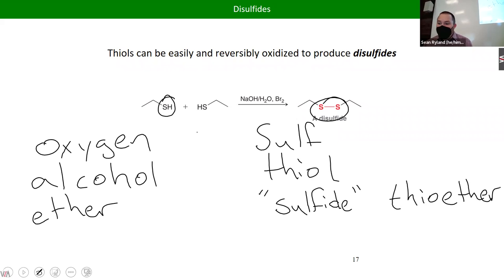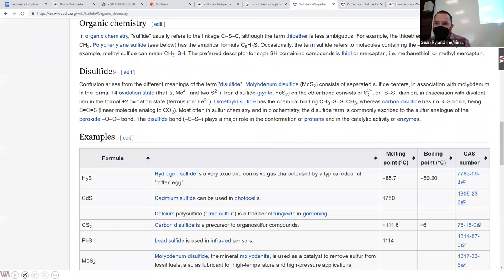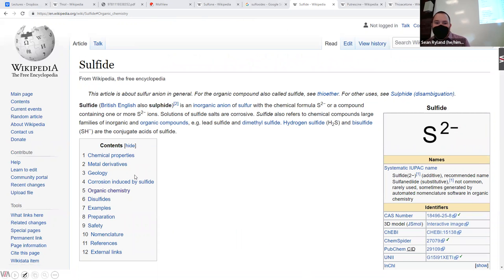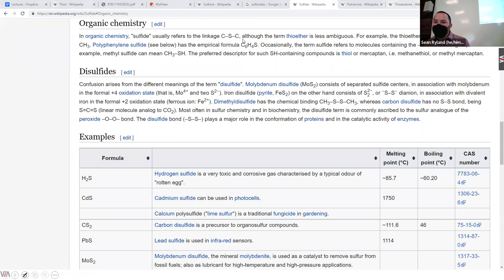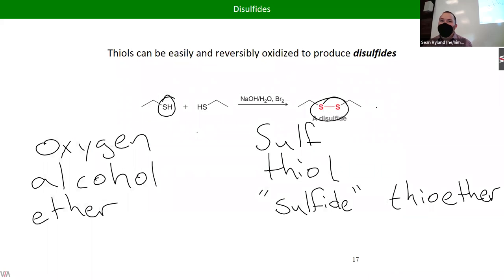So our book calls them sulfides, but makes note of the fact that you can also call them thioethers. Even Wikipedia, good old Wikipedia. If you look up sulfide in Wikipedia, it has a section on organic chemistry where it says sulfide usually refers to a CSC linkage, although the term thioether is less ambiguous. So it's one of those things where even if you know what you're talking about, you can still confuse yourself if you've got an organic chemist talking to a geologist, say, because sulfides in geology are always ionic compounds. Like mercury sulfide is the mineral known as cinnabar. And that's not a thioether. So this is a better term, but don't be surprised when you see sulfide.